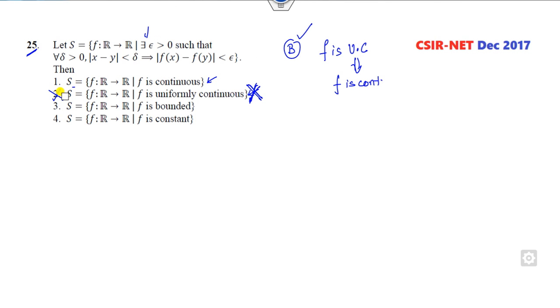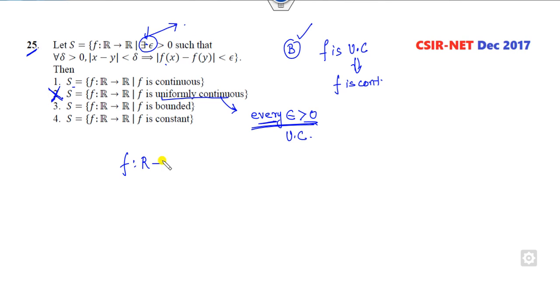But this is one method. Otherwise, how can you check whether this is correct or wrong? What is the definition of uniform continuity? There exists epsilon. But for uniform continuity, the definition is for every epsilon greater than 0. Remember, for every epsilon, whenever this condition holds, then only it is uniformly continuous. But here there exists, so it means this condition does not hold. Now, the mapping is R to R.